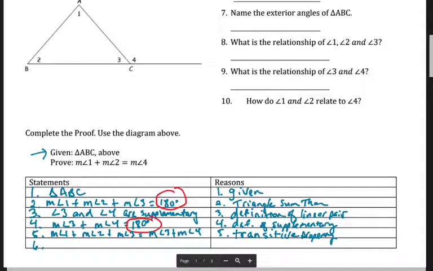All right, and then we can subtract out that measure of angle 3 from both sides. So the measure of angle 1 plus the measure of angle 2 equals the measure of angle 4, and that's using the subtraction property of equality. And that is what we are trying to prove, so we've accomplished that.